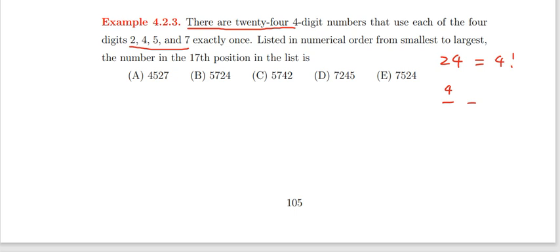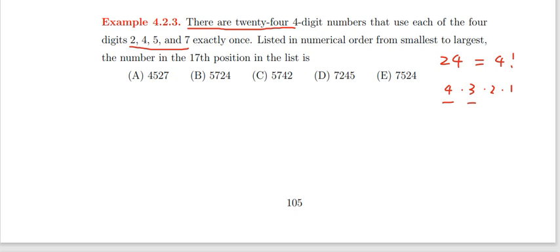Then for the second one, we already put one digit, so by now we have 3 left, and we can pick one of them. So we have 3 choices. Could it be A, B, or C? Right? The same way, 2, then 1. So we multiply, and this is 4 factorial, or 24.